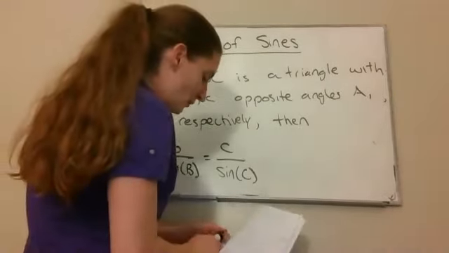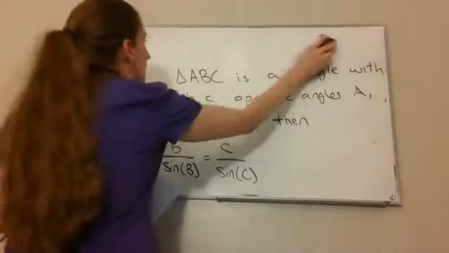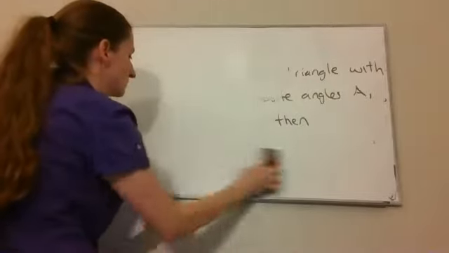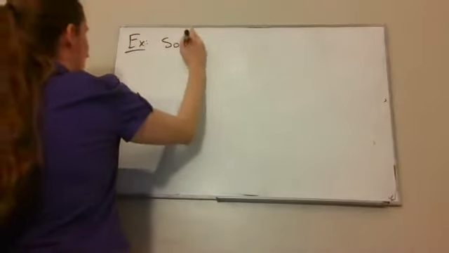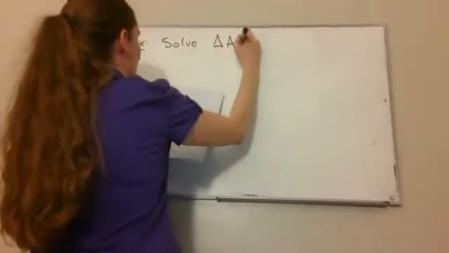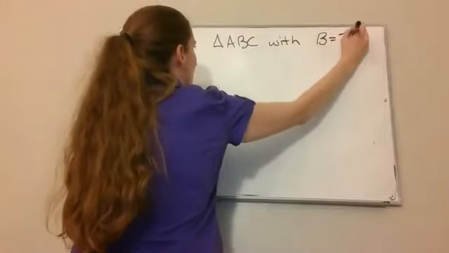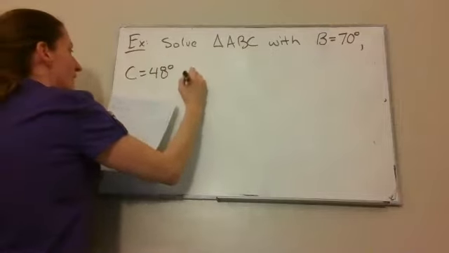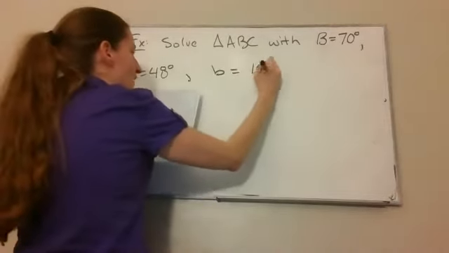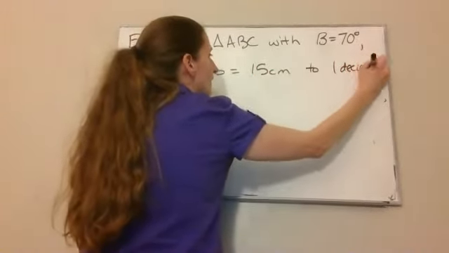So let's do some examples using this law of sines. Let's solve triangle ABC with angle B equals 70 degrees, angle C equals 48 degrees, and side b is 15 centimeters. We're going to do everything to one decimal place.